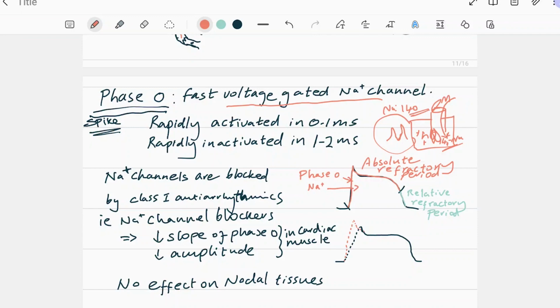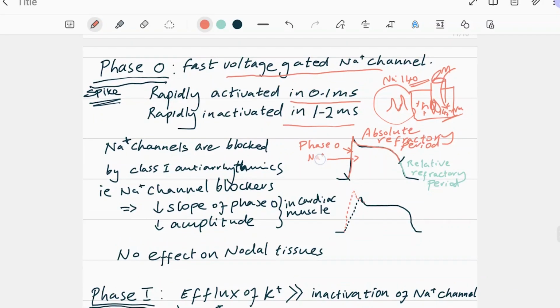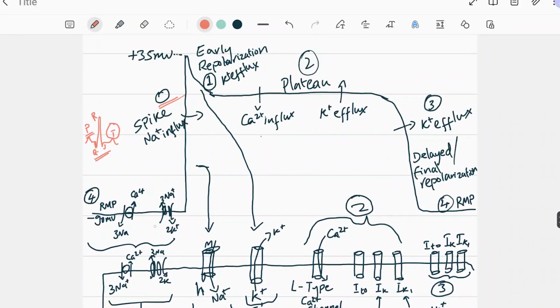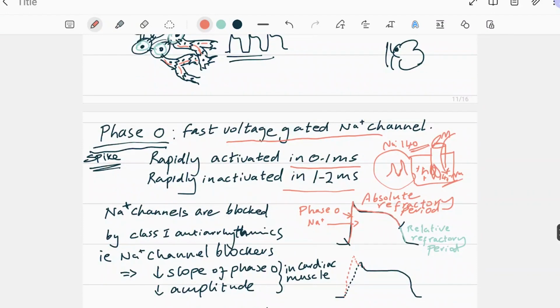And now, these sodium channels are rapidly activated within 0.1 milliseconds, and they stay open for around 1 to 2 milliseconds, just like in the neuron. And these sodium channels cause the spike potential to develop. So from minus 90 millivolts RMP, you are now going to reach plus 35 millivolts over here. Now, here we have the sodium channels. They get blocked by class 1 antiarrhythmics over here.